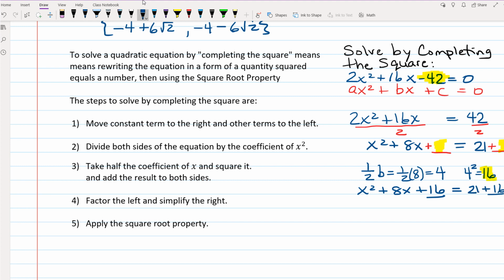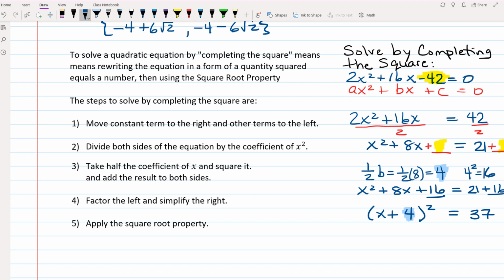Okay, the next step says to factor the left and simplify the right. Now, this always factors, if we did everything right, into a perfect square. And not only that, but the number that we got when we took half, which is 4, is going to be used to factor. That's important because sometimes it's not so obvious how to factor. So x plus 4 quantity squared is going to be equal to, on the right we add those two together, 37. So x plus 4 squared equals 37.